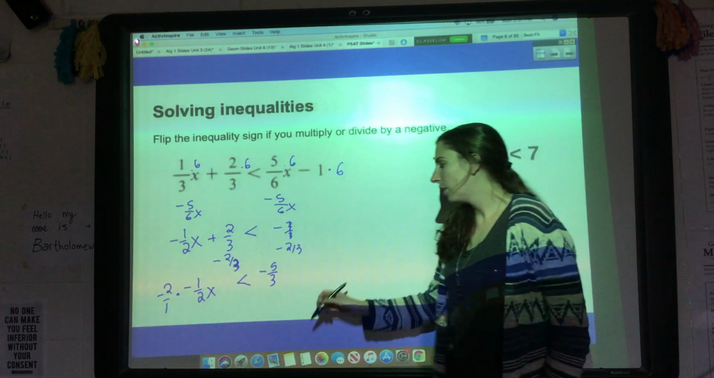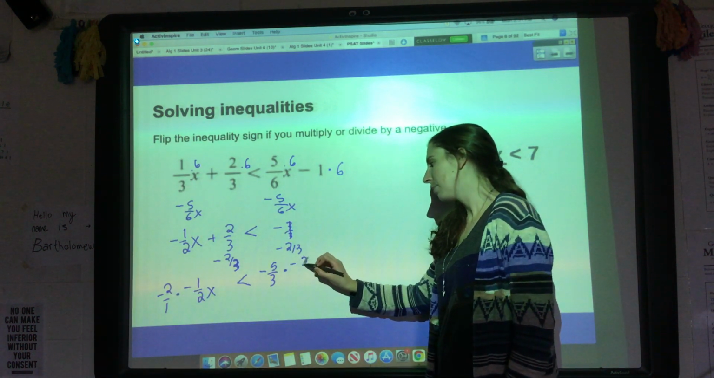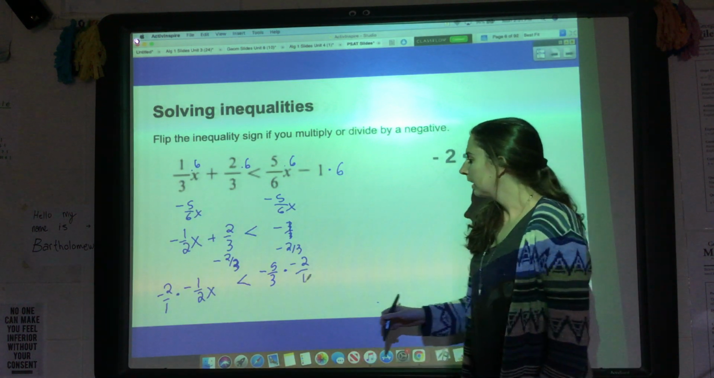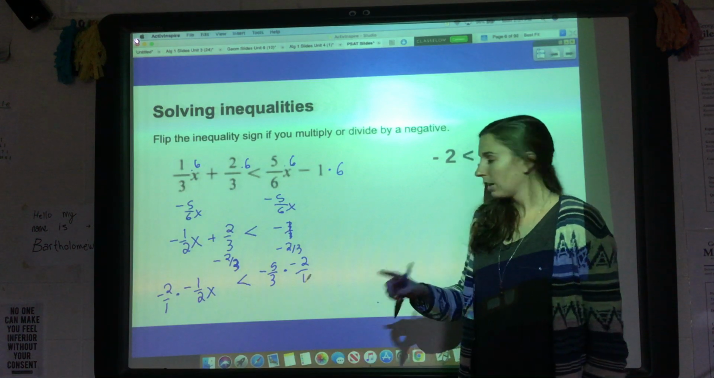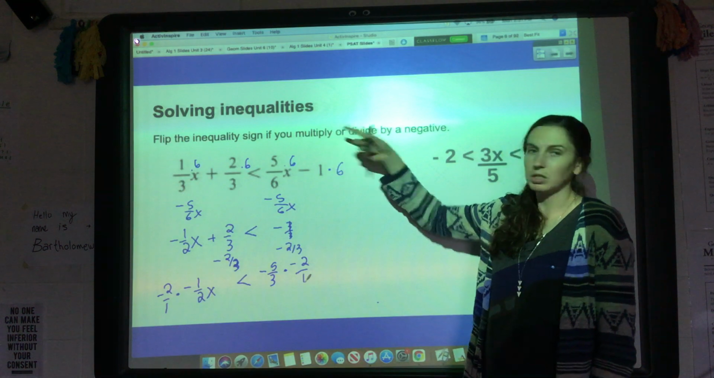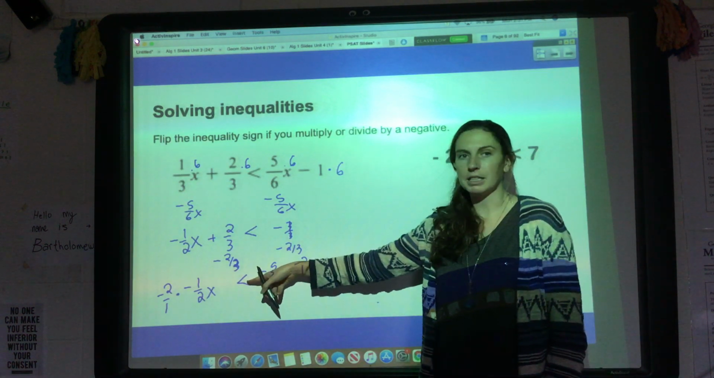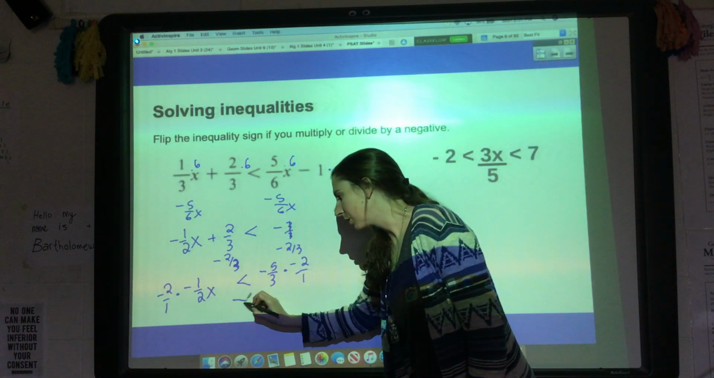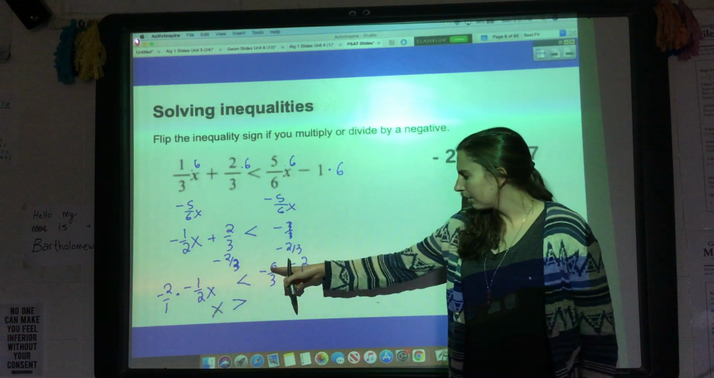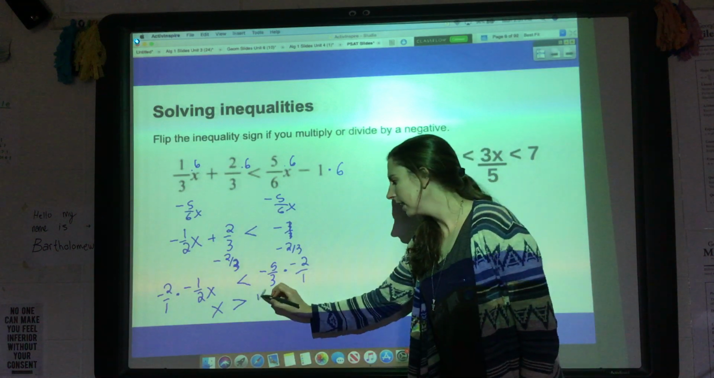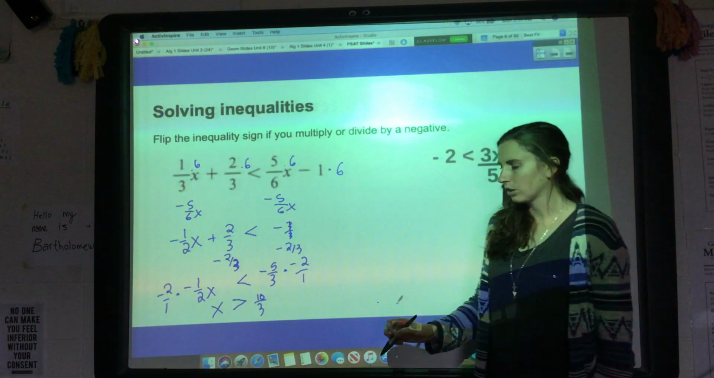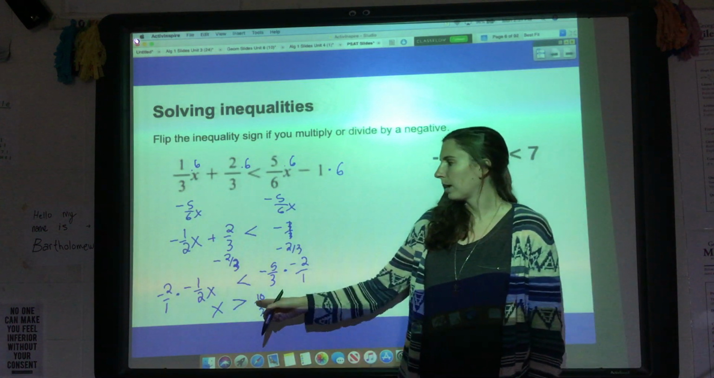If I do it to that side though, I have to do it to this side as well. Times -2/1, or just times -2. Notice, I just multiplied by a negative, and that's this rule here. If you multiply by a negative, you gotta flip the sign. So the less than becomes a greater than. I now have x by itself, and then -5 times -2 is 10 over 3 times 1, which is 3. So x is greater than 10/3 is my answer.